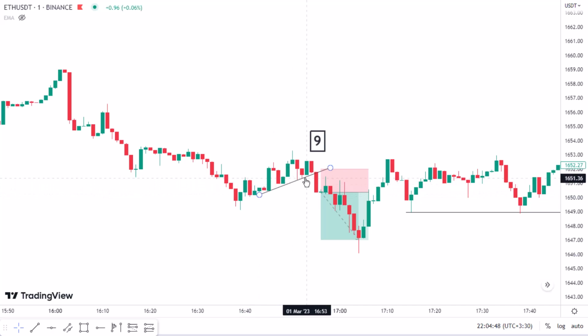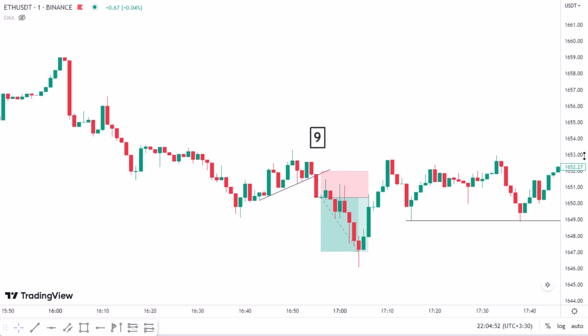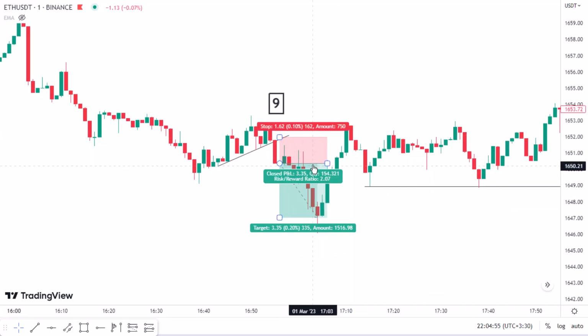On the next position, we have a trend line here with 1 touch, 2 touches, 3 touches, 4 touches. On the fifth time it breaks it here, we enter the sell position, put our stop loss above the candle, and it gives us a reward of 2.